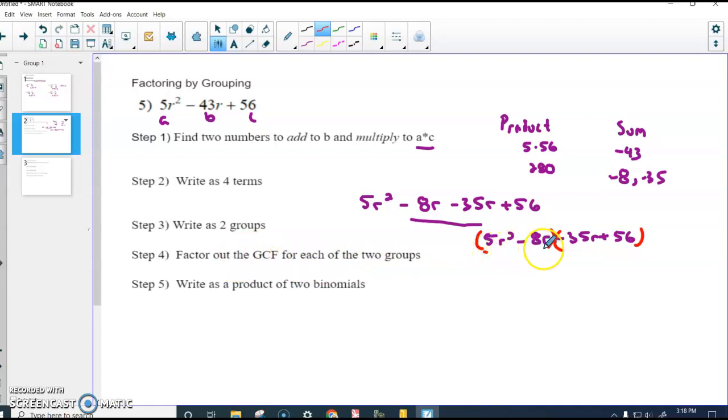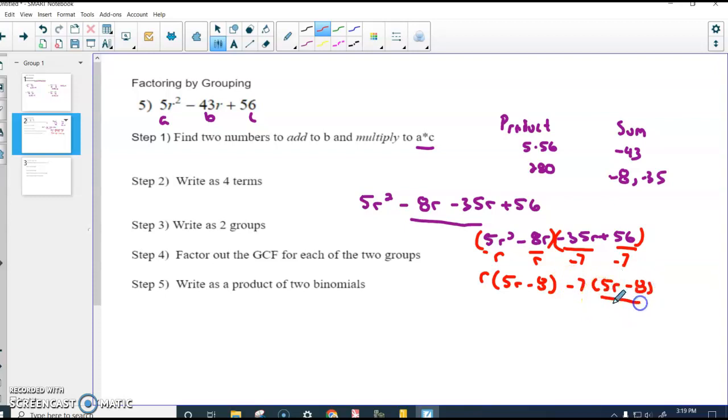So like if I look at 5r squared and 8r, my greatest common factor is r, so I can divide both of those by r. So I have r times 5r minus 8. Now we're going to look at negative 35r and 56. I know that 7 goes into both of those, but I also know that I have a negative leading coefficient in that case, so I'm going to divide it by negative 7. So I get negative 7, and I end up with 5r minus 8.